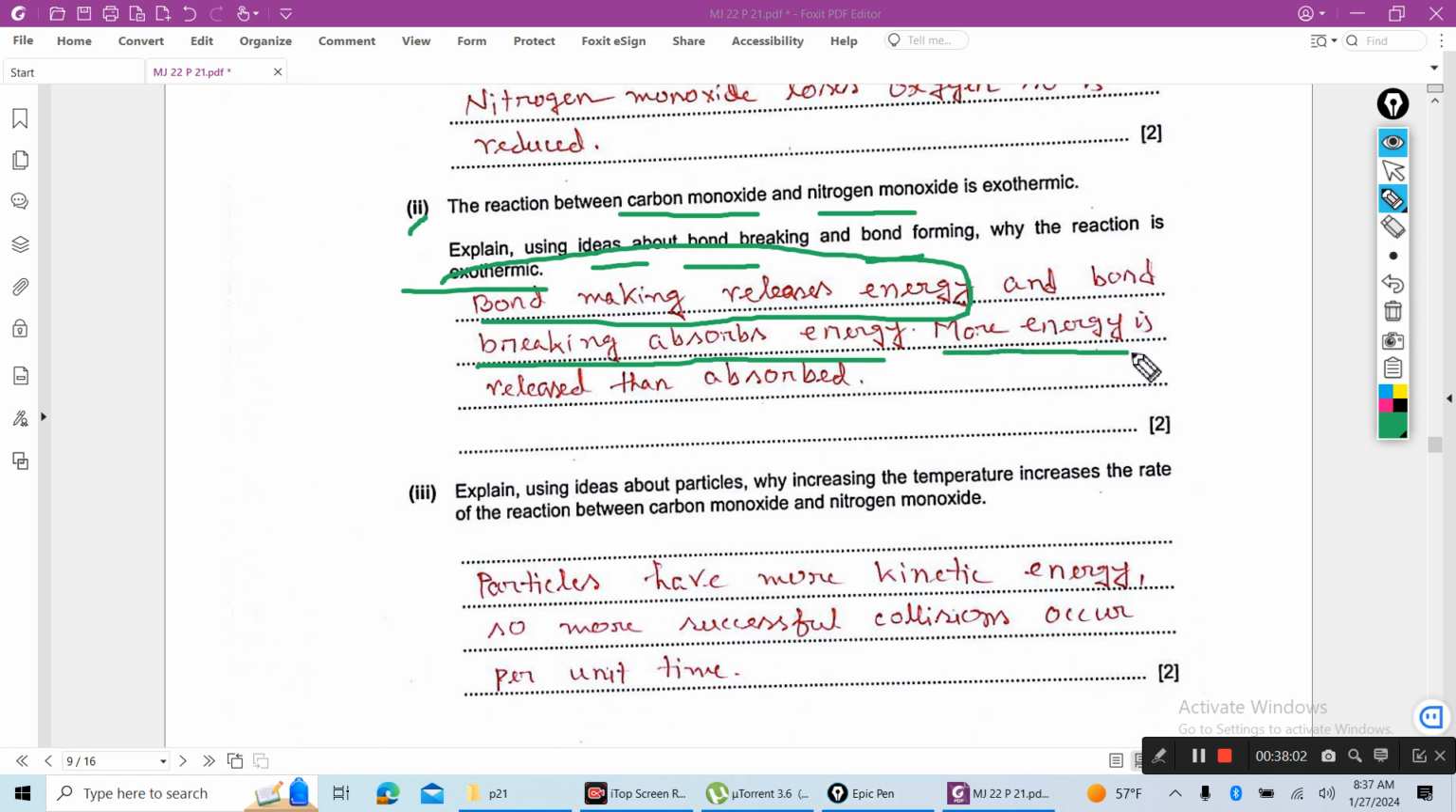Here more energy is released, more energy is produced than absorbed, than needed. In this reaction more energy is produced than needed. Produced more, required less, so extra energy is released. That's why this is an exothermic reaction.